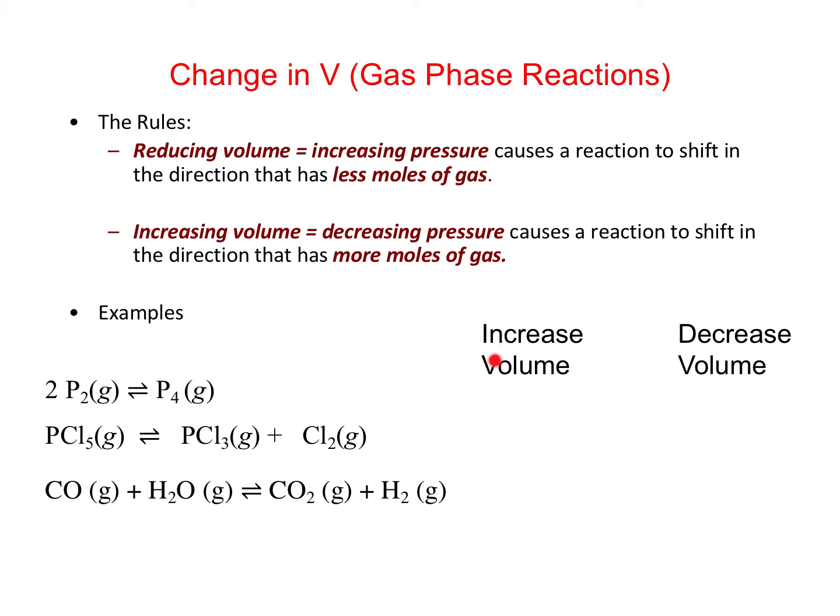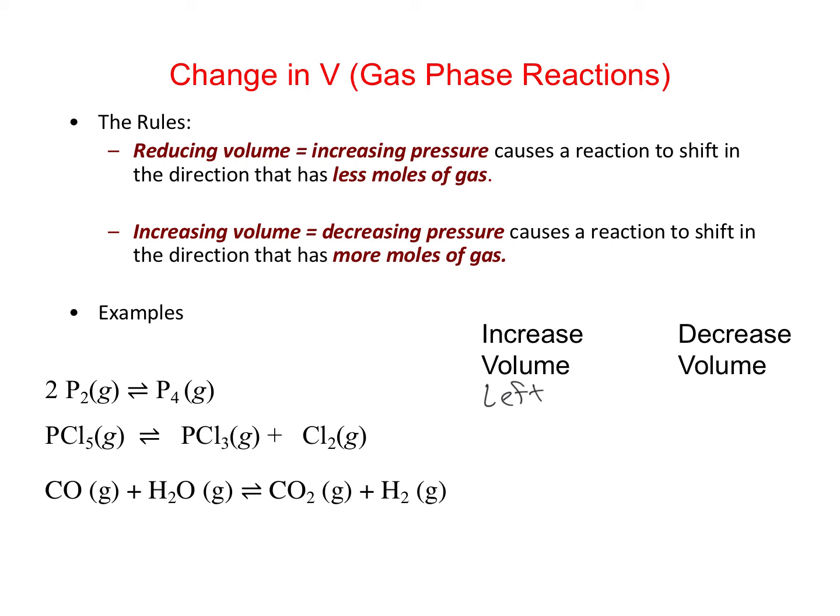So when we increase the volume, that's going to decrease the partial pressures. To make up for that, the reaction is going to shift to the side that has more moles of gas. In this case, it's the reactant side. So increasing the volume of that reaction will shift the reaction to the left. It'll actually make more reactants.